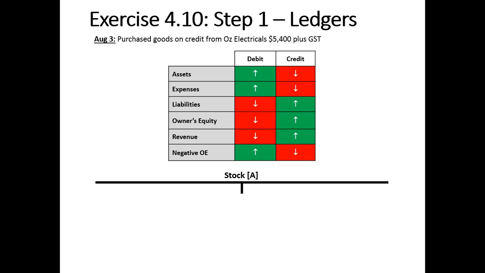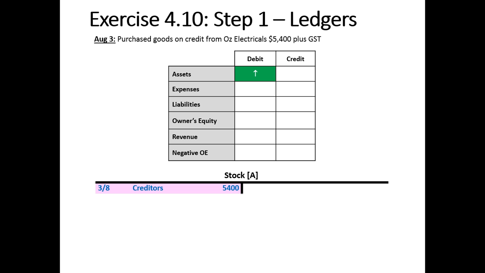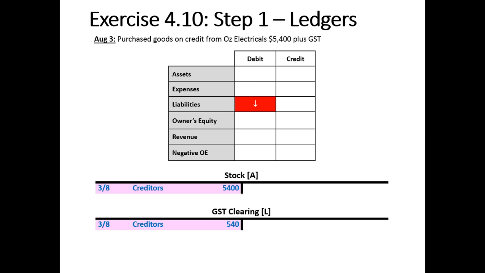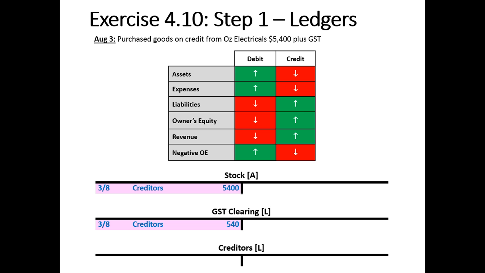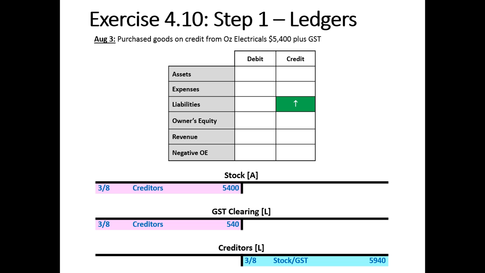We then have buying goods on credit. This will be stock on credit from Oz Electricals, $5,400 plus GST. We've got more stock, which is an asset. We're being charged GST, so that reduces our liability. We haven't paid for this, so no effect on cash. What will happen instead is our creditors' liability will increase. That'll increase for the full amount, both the amount of the stock and the GST that we were charged.